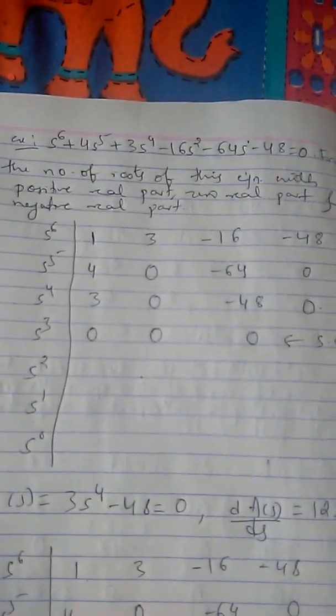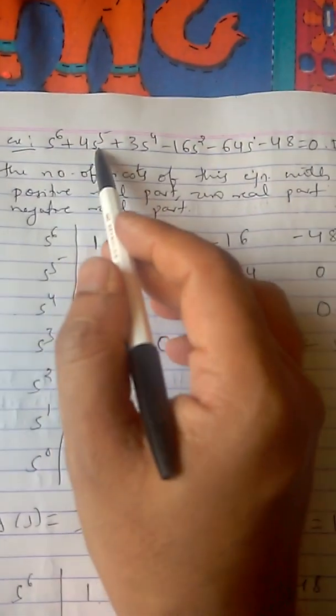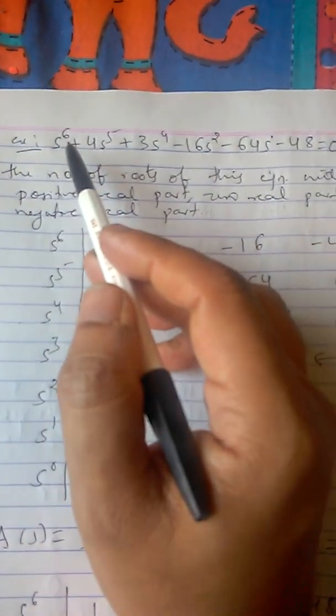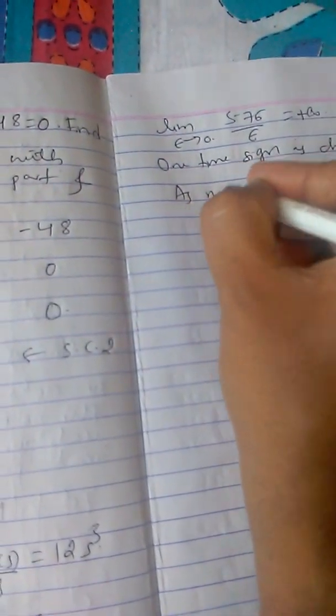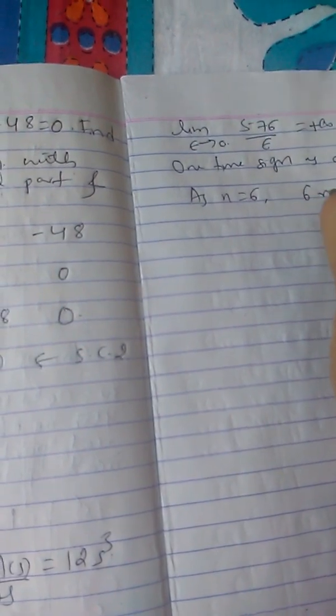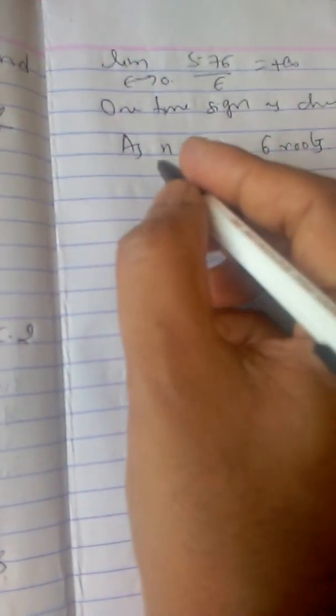And next I need to calculate the number of roots. So by looking into the given equation s raised to 6 plus 4 s5 and so on, I can say that power of s is 6, that means n equal to 6. I am supposed to get 6 roots. So again to get the roots, take the auxiliary equation A of s equal to 3 s raised to 4 minus 48 equal to 0. Then substitute s square equal to y.